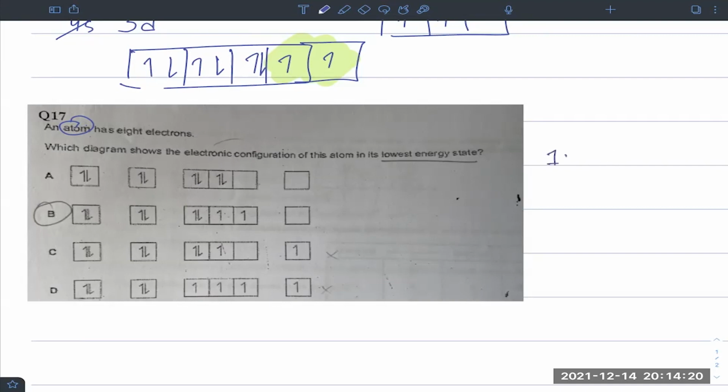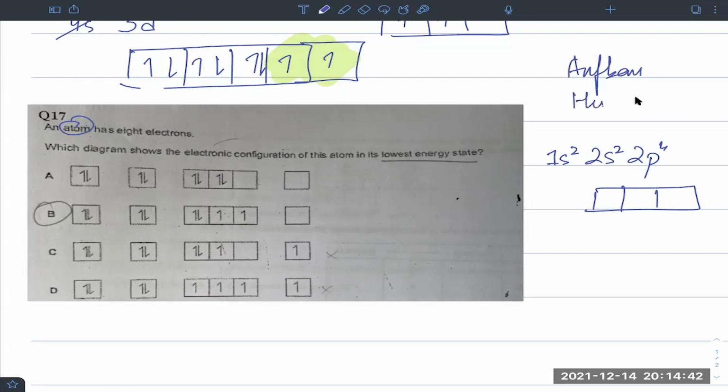Obviously 1s2, 2s2, and 2p4. So that's the configuration. I think what it's technically testing is two things. One is the Aufbau principle, that you start filling by the lowest available energy state. And the second one is Hund's rule. Hund's rule says that they won't pair up unless they have to, right? So that's what they're testing here.